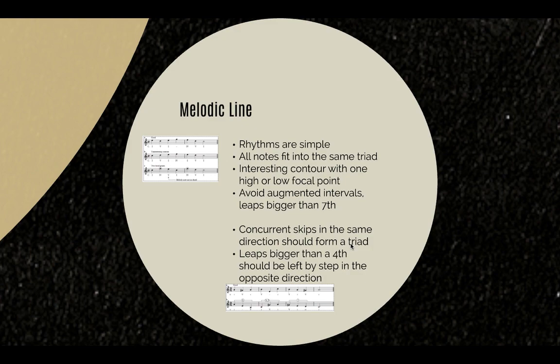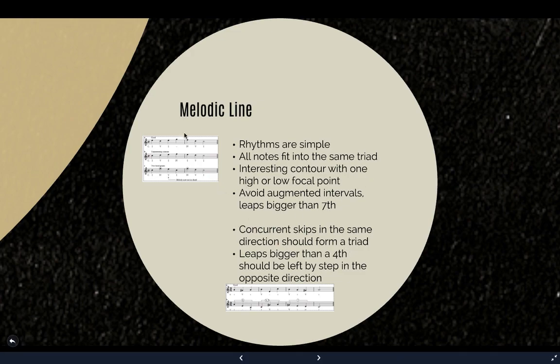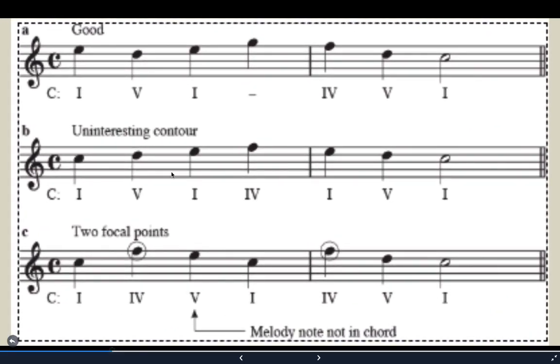Leaps in general can, for the most part, be avoided. We want to try to stick to stepwise motion and smaller leaps of a third. Every once in a while, you may need to move something a fourth or a fifth in one of those upper voices. Our bass is going to be moving around by fourths and fifths a lot, but you do want to avoid these leaps bigger than a seventh. And then here are those examples that we looked at.